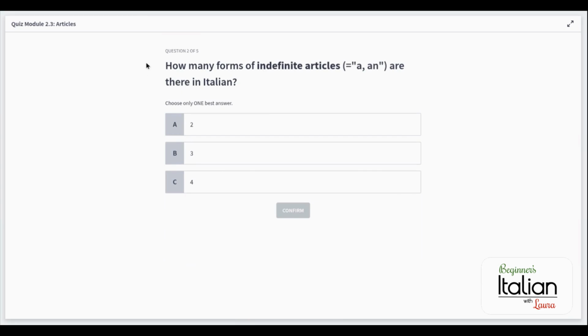Number 2, how many forms of indefinite articles, meaning a or an, are there in Italian? Choose only one best answer. A, 2, B, 3, or C, 4.